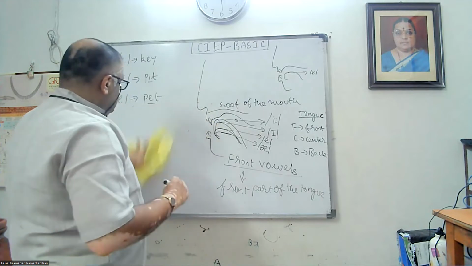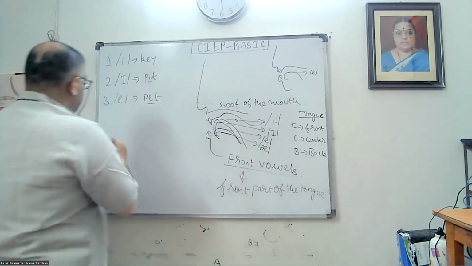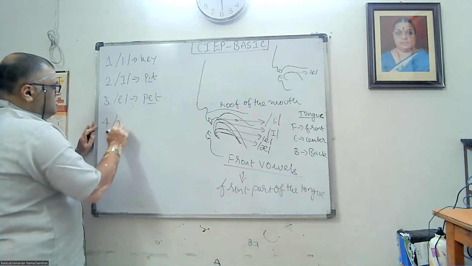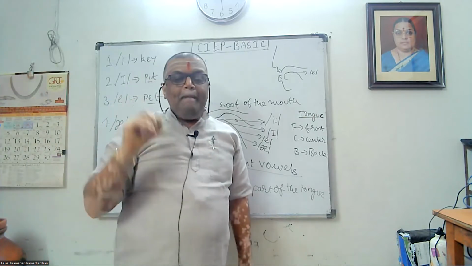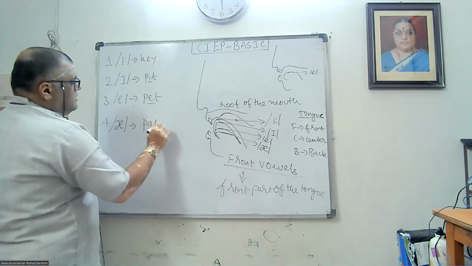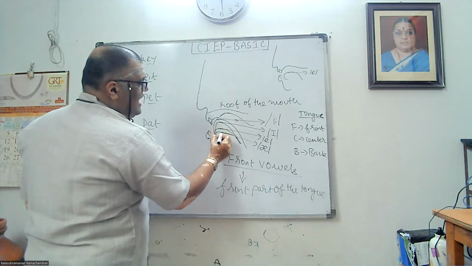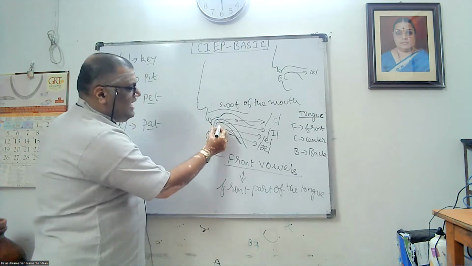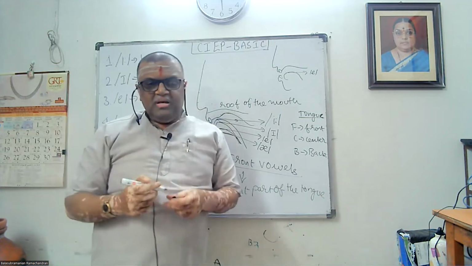All right, people, let me write the fourth sound here, and this is what you get. A, as in pat. E, A. So if you were to draw, now let us come to this.